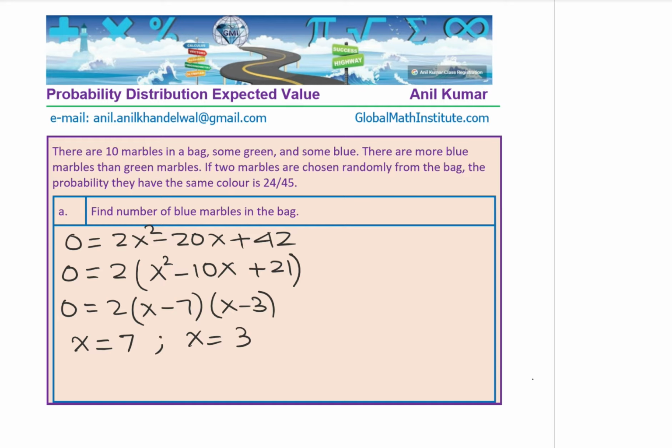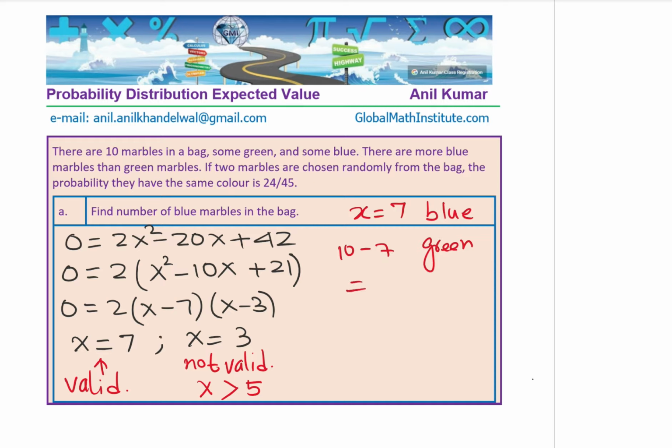Now we know x should be more than 5, and so x equals 3 is not valid. So x equals 7 is valid, correct? As we know that x has to be greater than 5, there are more blue marbles than green marbles. So find the number of blue marbles. We get our answer. Blue marbles is basically equal to 7, correct? And the green are 10 minus 7, which is equal to 3. Perfect.